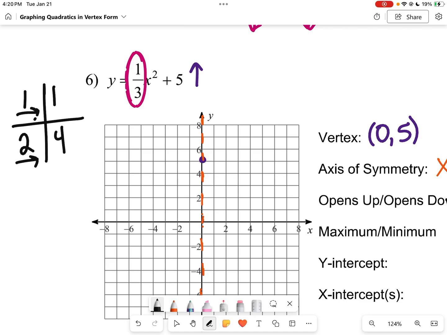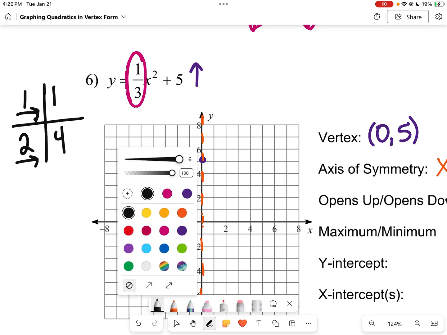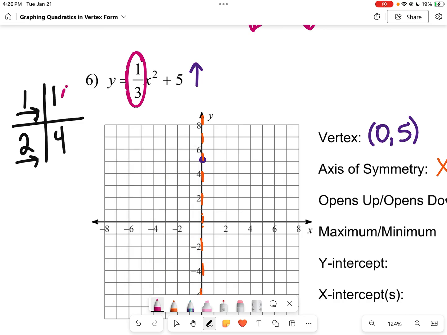But instead of going up by 1 and then up by 4, I need to multiply by 1/3. So when I do that, 1 times 1/3 is just 1/3 or 0.33. So I'm just going to put 0.3. And then 4 times 1/3 or 4 divided by 3 is 1.33. So I'm just going to put 1.3. Okay. It's okay to get values like that.